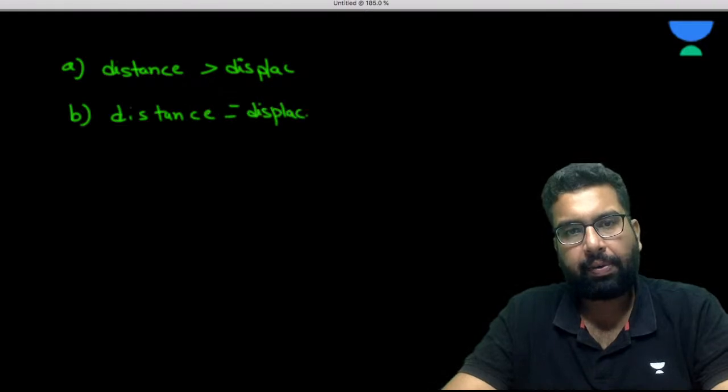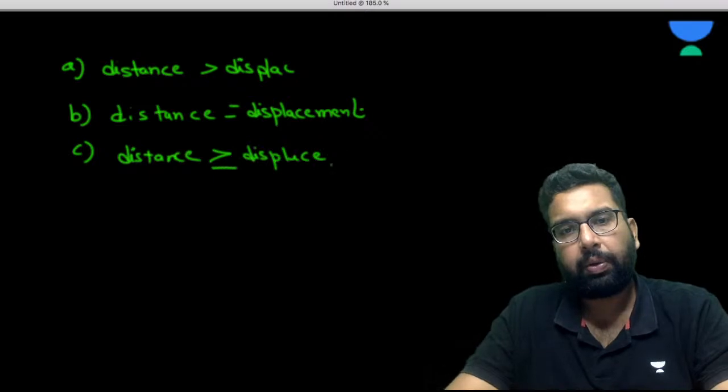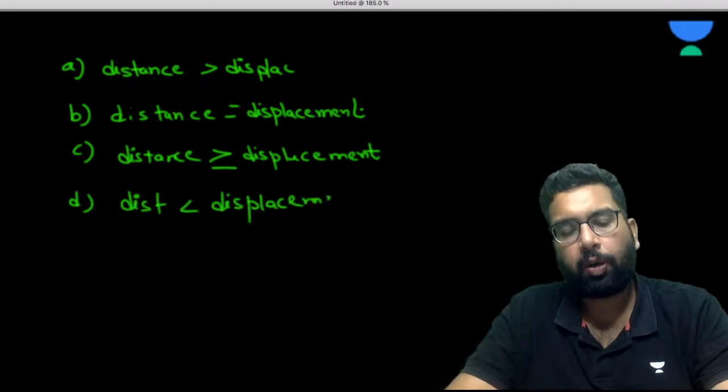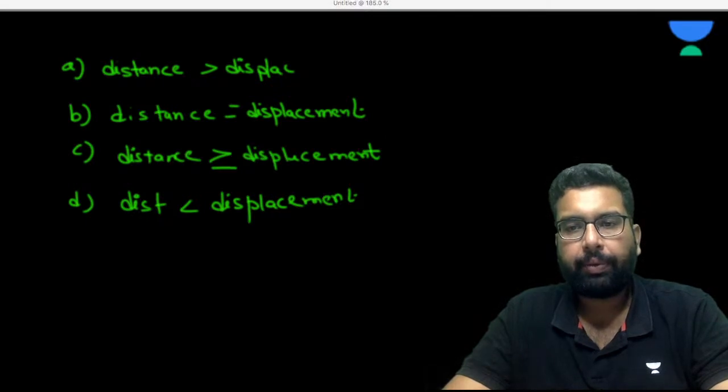Then we have distance greater than displacement, or equal to displacement, and distance is less than displacement. So if I ask you these four options, which one would you choose? The live student can tell me.